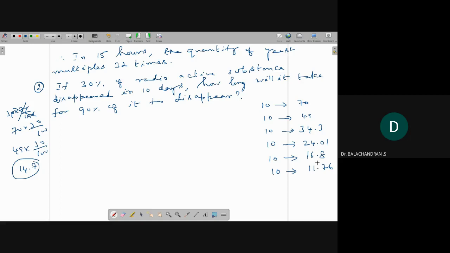Now, here you can stop. The reason is, the question is how long will it take for 90% of it to disappear. So I have remaining 11.76. If I add one more 10 days, it will reduce to below 10. 90% disappearing means I have only 10%. Here I have 11.76%, so it will take around 60 days. I am not using any differential equations here, just basic mathematics.